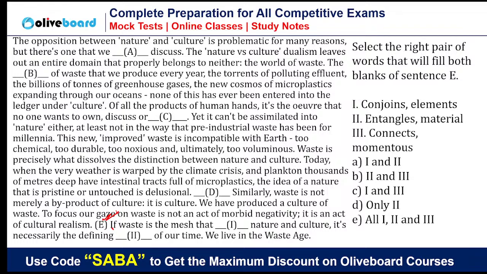Now in E you have two blanks. See, closed test can also be good. See here, elimination can help you. The defining dash, here you need a noun. The defining dash means you need a noun. So momentous is eliminated. The defining elements of our time. If waste is the mesh that conjoins or entangles, meaning it has entangled nature and culture completely, it is necessarily the defining material of our time. Simply only two will go. The defining material of our time. We live in the waste age.